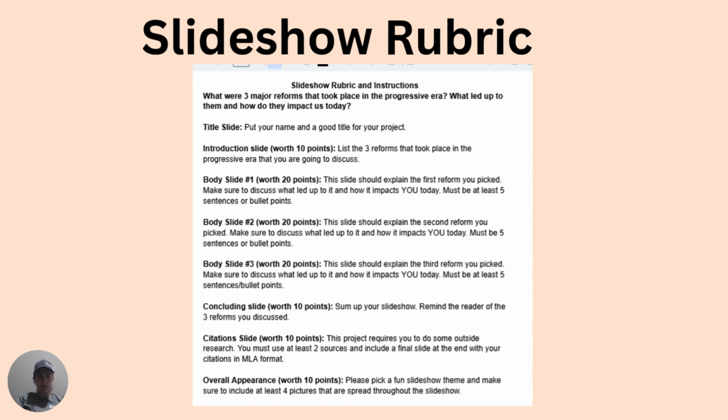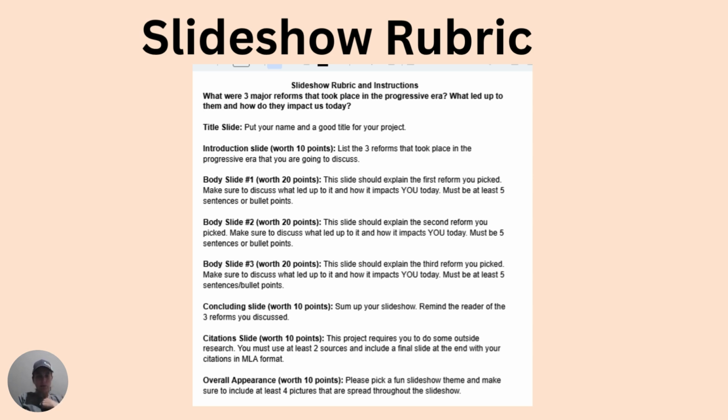So if you do the slideshow, you're going to, again, answer that question. What were three major reforms that took place in the progressive era? What led up to them, and how do they impact you today? So you'll put a title slide where you give your name and a good title for your project. Then you're going to have an introductory slide that's worth 10 points. In that slide, you're going to list the three reforms that took place in the progressive era that you are going to discuss. So basically, hey, in this slideshow, we're going to be talking about these three reforms in the progressive era, and boom, boom, boom, list those three.